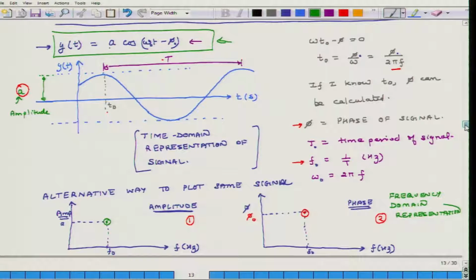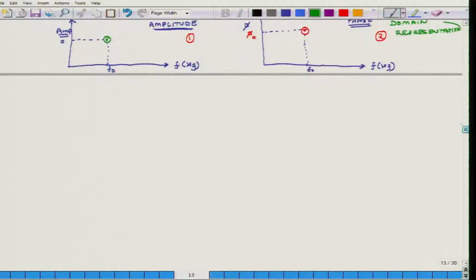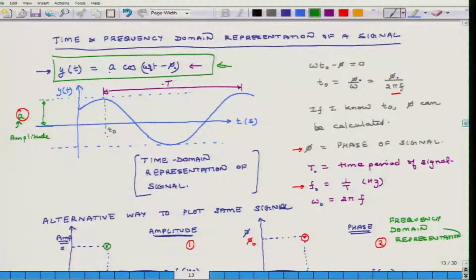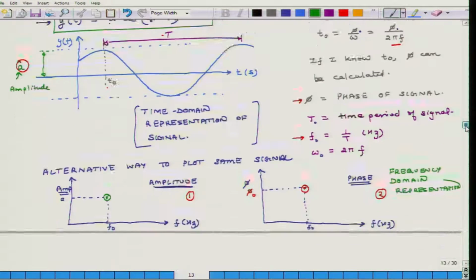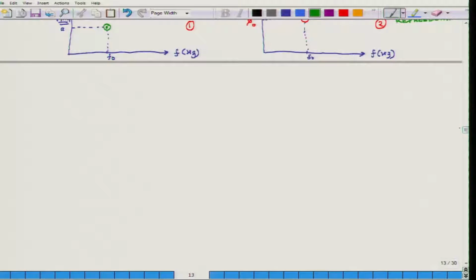So, let us look at another example. Here we had talked about just one particular frequency, where it was omega naught. Let us consider that there is a signal. So, we will do another example. Example 2.